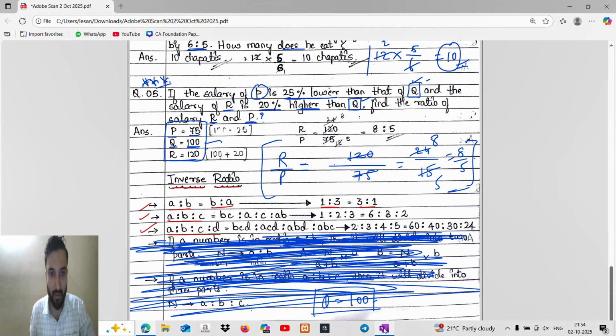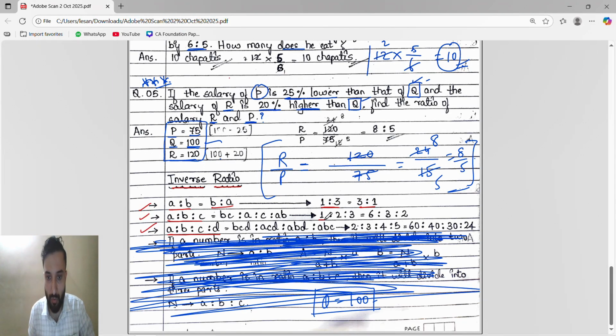Let's see, 1 is to 2 is to 3. For finding a, what we will do? We will hide a, we will multiply b c, 2 3 the 6, so a we got is 6. Now we have to find the b. We will hide the b and then we will multiply the others, so 3 1 the 3, b is 3. Now for finding c, we will hide the c, we will multiply the others, 1 2 the 2, like that.